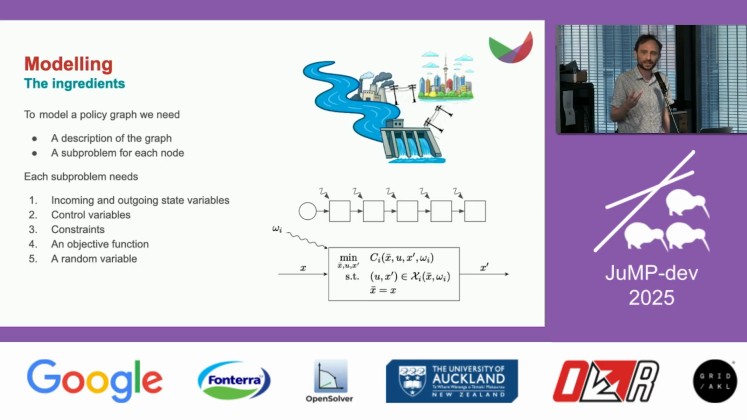We need some constraints, whether they are linear or nonlinear or bounds. We need an objective function that the farmer is trying to minimize, maybe their costs each period. And we need some information about that random variable and how that random variable shows up in the objective and the constraints.